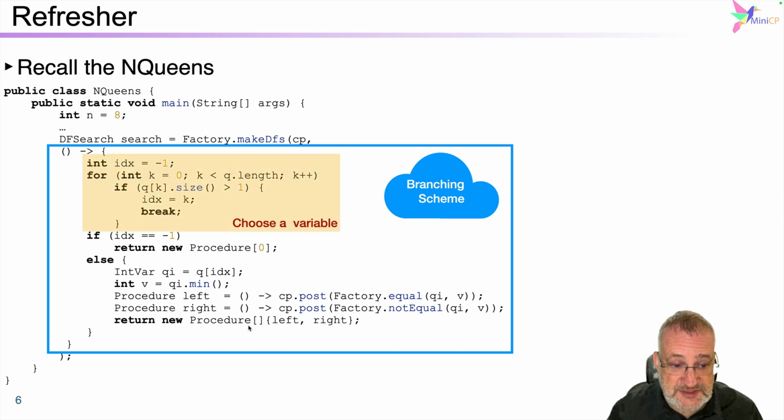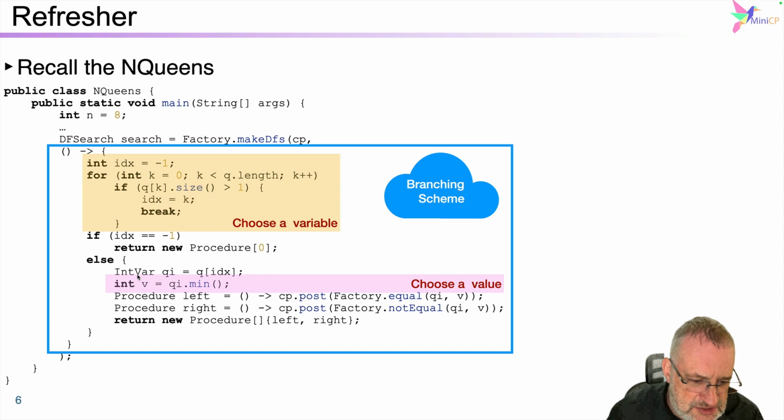The first is, how do we choose a variable? And in this colored box, we find code that picks a variable. Now, if we didn't find any, we would return an empty branching scheme, which means we're at a leaf of the dynamically constructed search tree, and we could report the solution. Now, if there is still a variable to branch on, we go into the else part, where we pick our variable, in this case qi, and then we do the second heuristic, which is choosing a value. In this case, it's a simple choice. It's picking the smallest value in the domain.